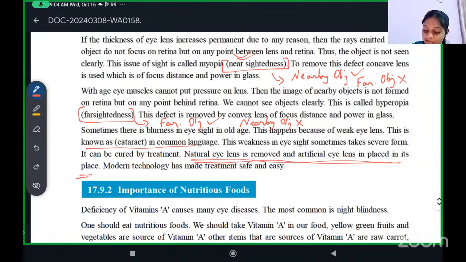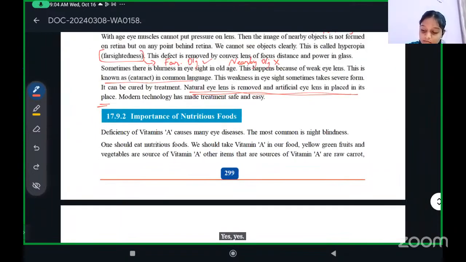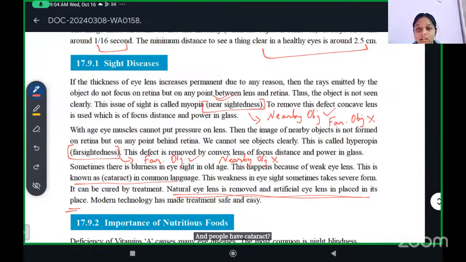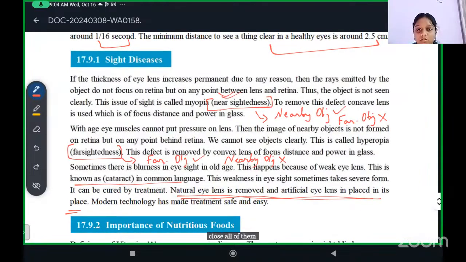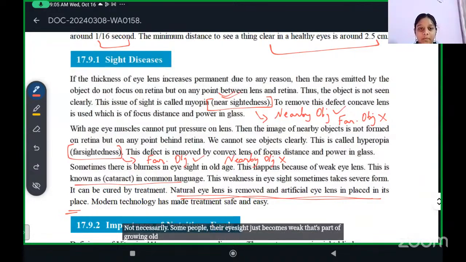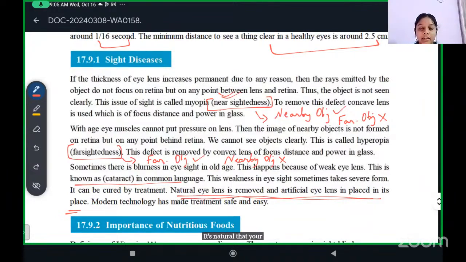Yes, Abraham. Ma'am, do all old people have cataract? Do all people have cataract in old age? No, not really. Not necessarily. Some people, their eyesight just becomes weak. That's part of growing old. It's natural that your eye will become a little weak. Some people, it may become a little weak, some people a lot weak. It depends from person to person.